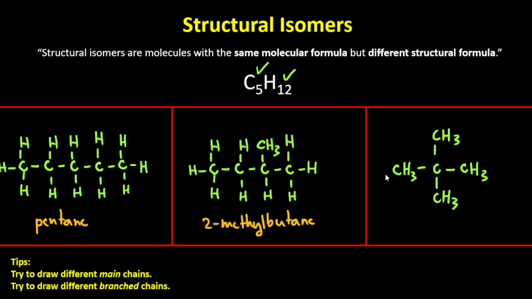Okay, so you've got to try and play around in order to be able to draw it. There is actually no way of telling you how to do it. You just have to try it. So you can draw different main chains, which can be shorter chain or longer chain, and try to draw different branch chains. Okay, so what is this name going to be?